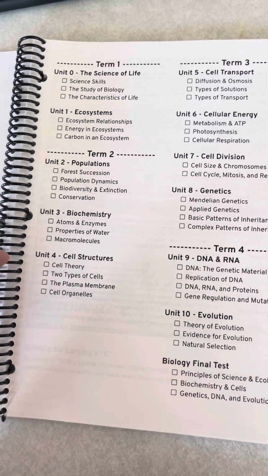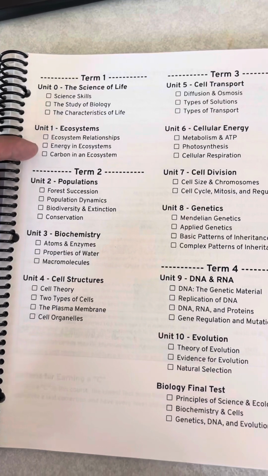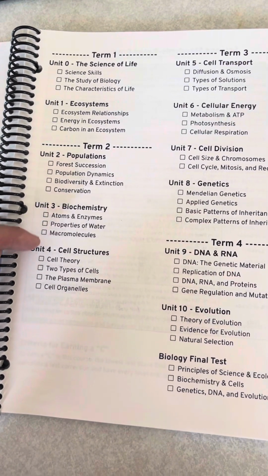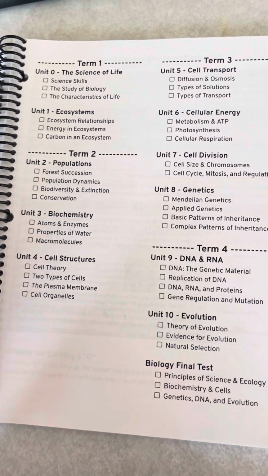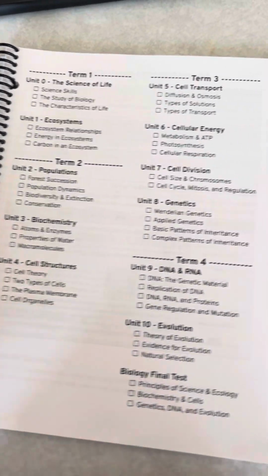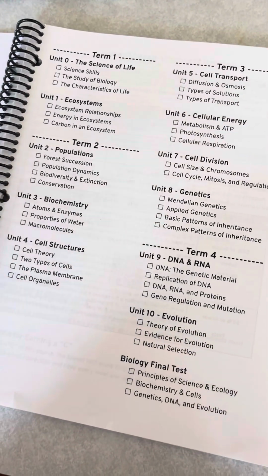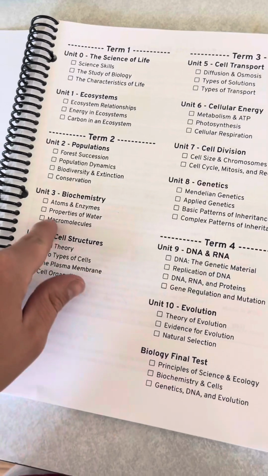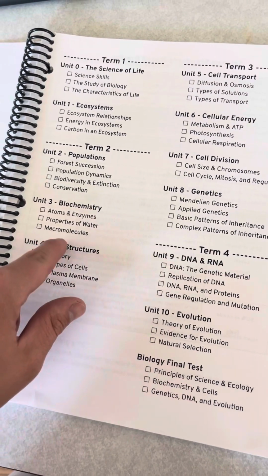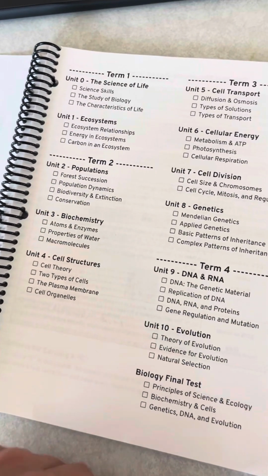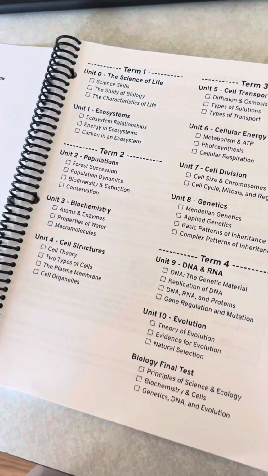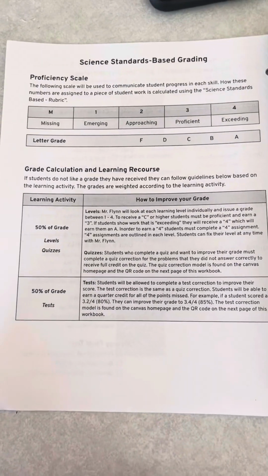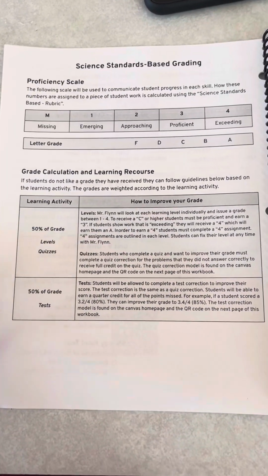And these are like levels. So in ecosystems, I have 3 levels. Populations, I have 4 levels. Biochemistry, I have 3 levels. Now I broke the unit into 3 pieces, and I treat each piece as a learning chunk. So when they are working on their stuff, I'm checking atoms and enzymes, and then I'm going to check properties of water, and then macromolecules. So I come back and look at their work at least 3 times before they take the test, and we get feedback.